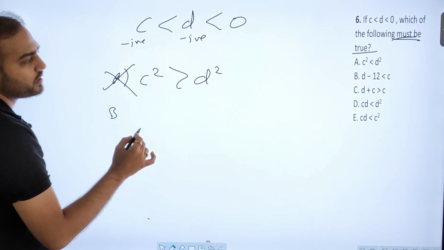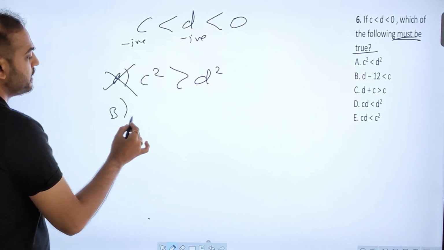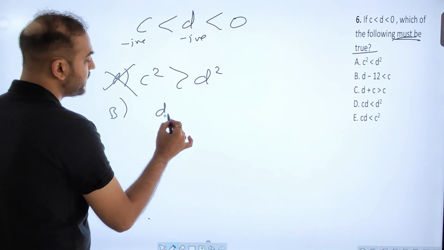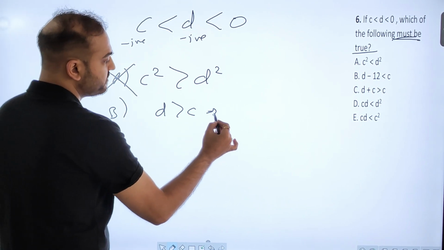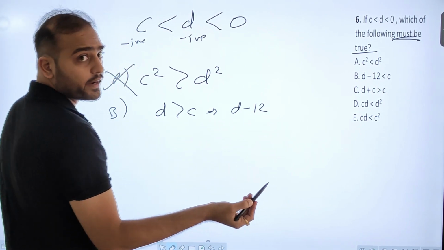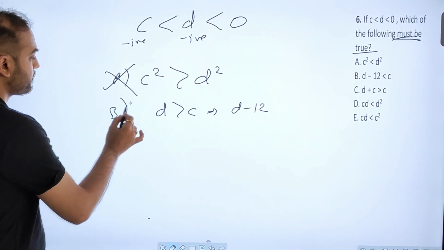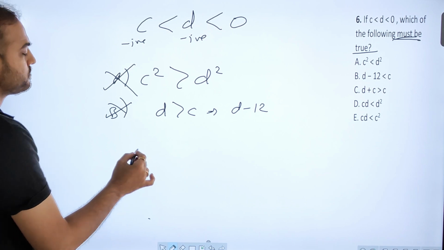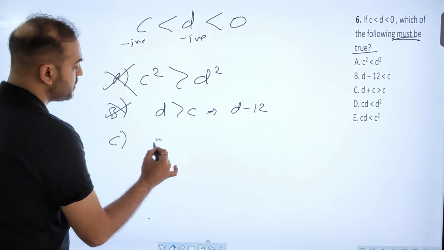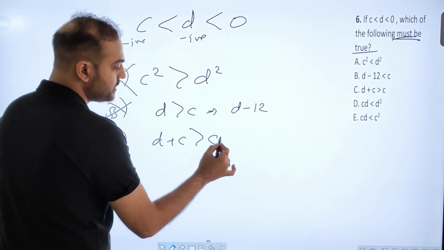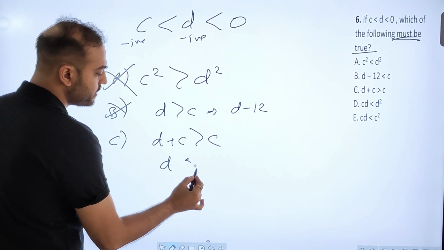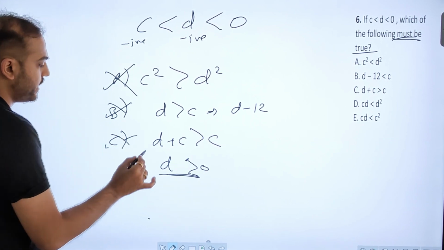B, D minus 12 is less than C. I know D is greater than C, but if I subtract 12, I don't know what will happen because I'm subtracting 12 only on one side. Third option, D plus C is greater than C. C goes there, D greater than 0. Again, not it.